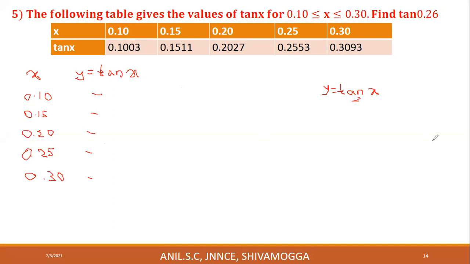What kind of interpolation is this, forward or backward? X is equal to 0.26. Y is required when x is equal to 0.26. This is near the end of the table: two ordinates to the left, two ordinates to the right. 0.26 comes somewhere between 0.25 and 0.30, that is to the right of the table. To the right of the table means backward interpolation is appropriate.